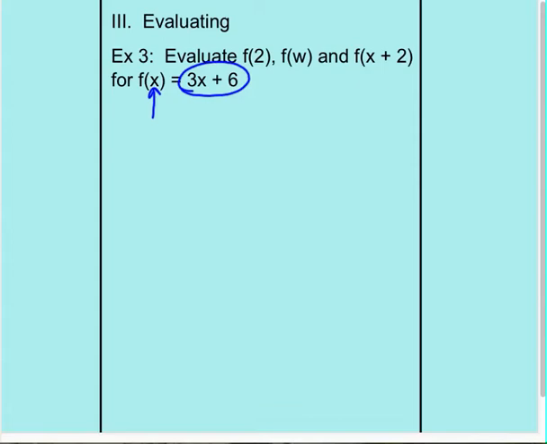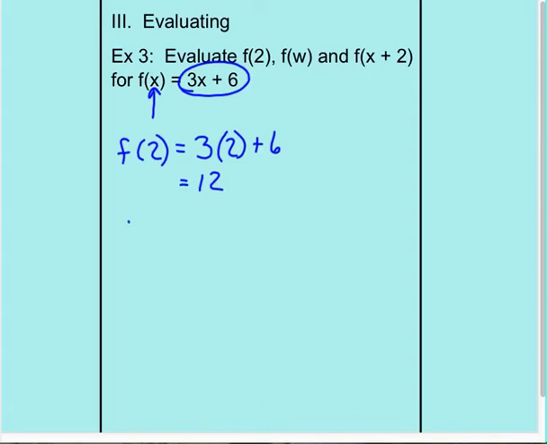So we're going to start by evaluating f of 2. Notice with the function notation, we replaced x with 2. So I'm going to go over to the other side of the equal sign and do the same thing. I'm going to replace x with 2. 3 times 2 is 6, plus 6 is 12. So 2 is my domain, 12 is my range for that particular set of numbers.